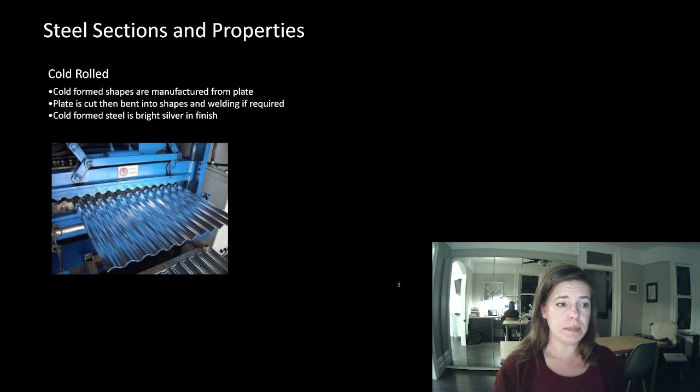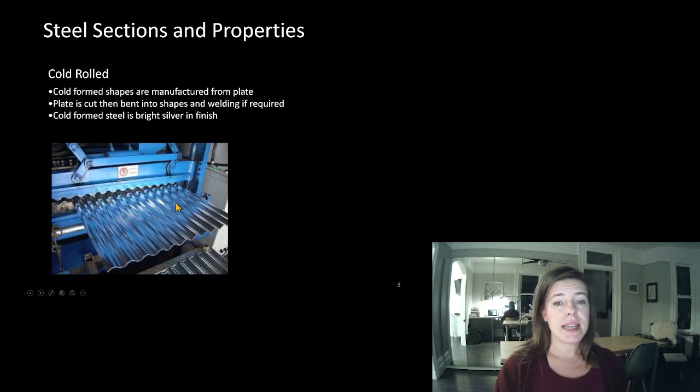Cold rolled is literally where we take flat pieces of steel and press them into the shape or bend them into the shape we want. So here is a piece of metal roofing. You can see it's being pressed into shape without being heated up at all.